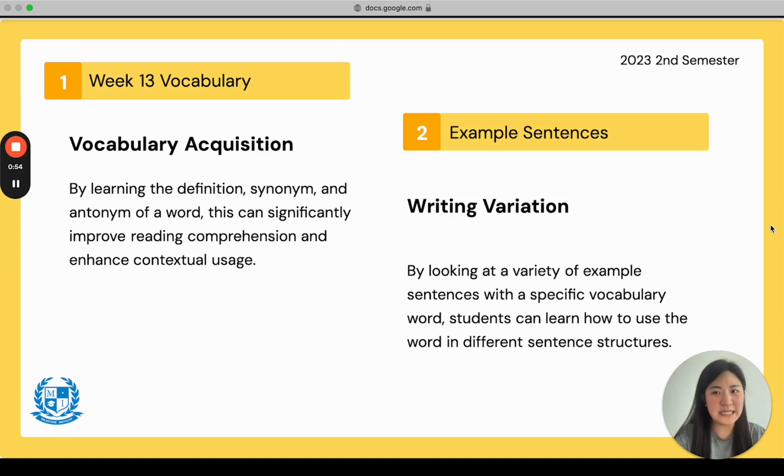So why are we doing this? What is vocabulary acquisition, Miss Kimberly? Vocabulary acquisition means to understand these words and have them in our brain and gather all these words so that when we're thinking of something to write, we know what that word means.